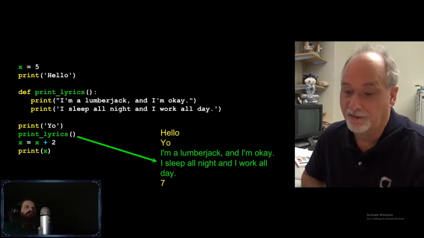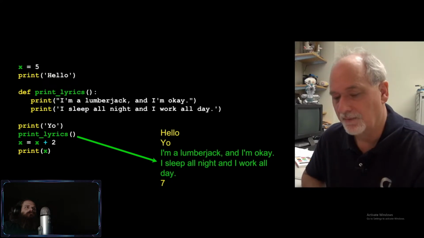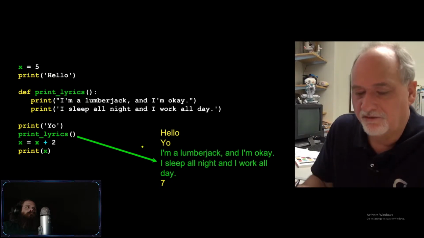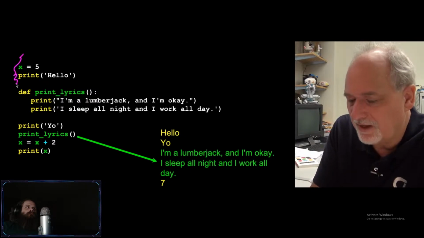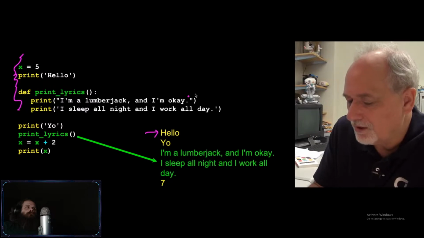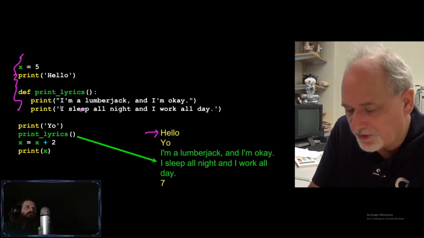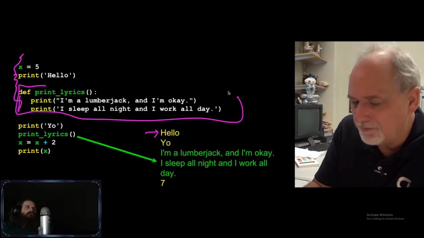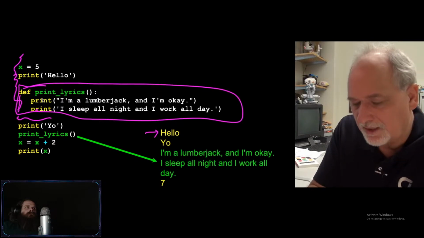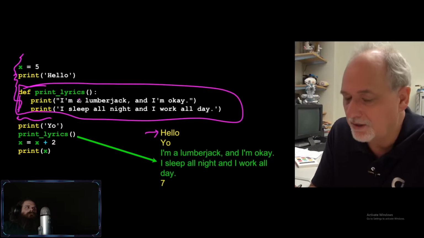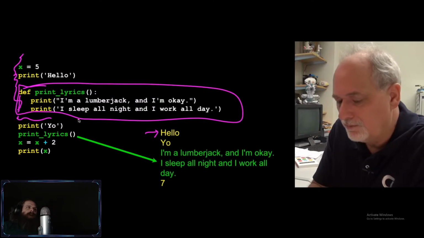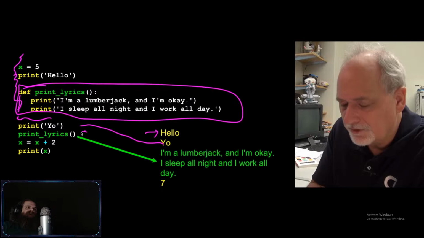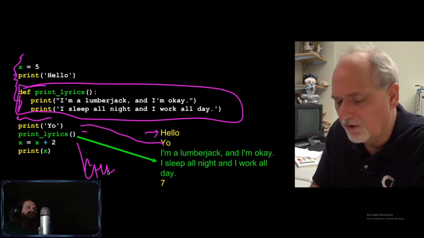So here's just a slightly different version of that last program, and so now it's going to actually invoke it. So x equals 5, print hello, def, so out comes hello. The def produces no output, right? But because there's a de-indent here, that is the entire blob of the code that is part of print lyrics. So it prints out yo, and now we're going to invoke. This is the call. We're going to call the function.